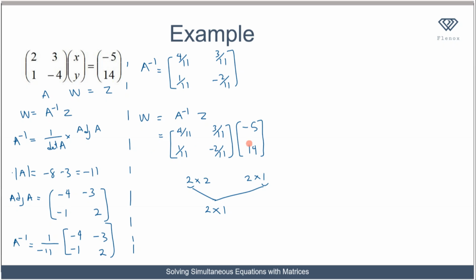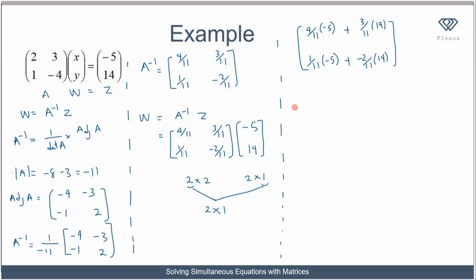So let's try to multiply this together. What would that become? First off, I have to multiply the first row by the column and add, to get the first cell here. So I have 4 over 11 times minus 5, plus 3 over 11 times 14. And for the second row, I multiply the second row by the column. So here I have 1 over 11 times minus 5, plus minus 2 over 11 times 14.